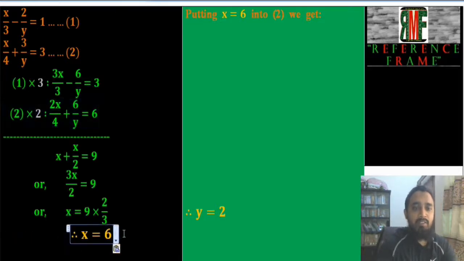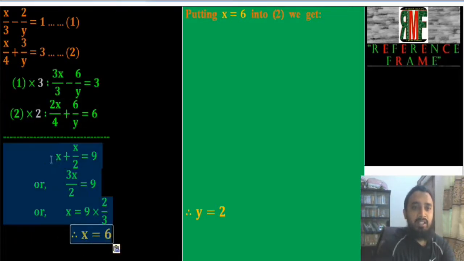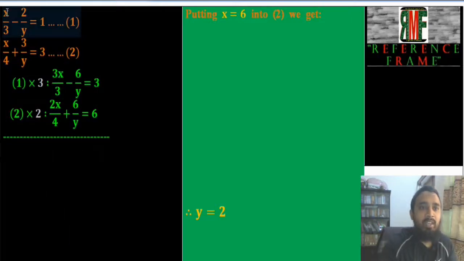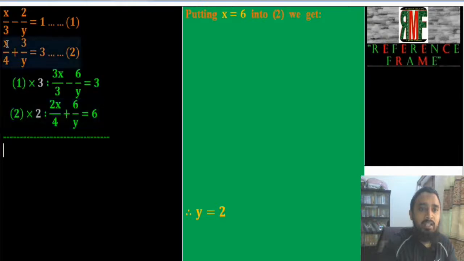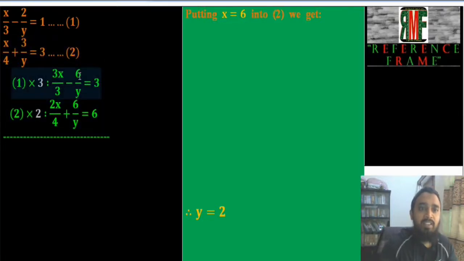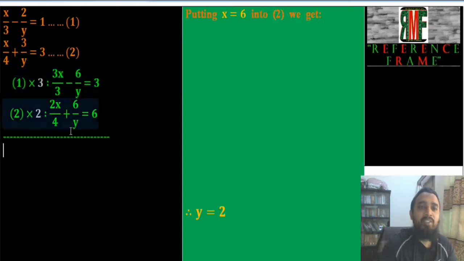When you do that, we have a situation like this. Multiplying the first equation by 3, we have 3x/3 minus 6/y equals 1 into 3, which means 3. And the second equation by 2, as you can see here, 2x/4 plus 6/y. Why 6? Because 3 times 2 equals 6. Now since they have the same sign, we just need to add them.